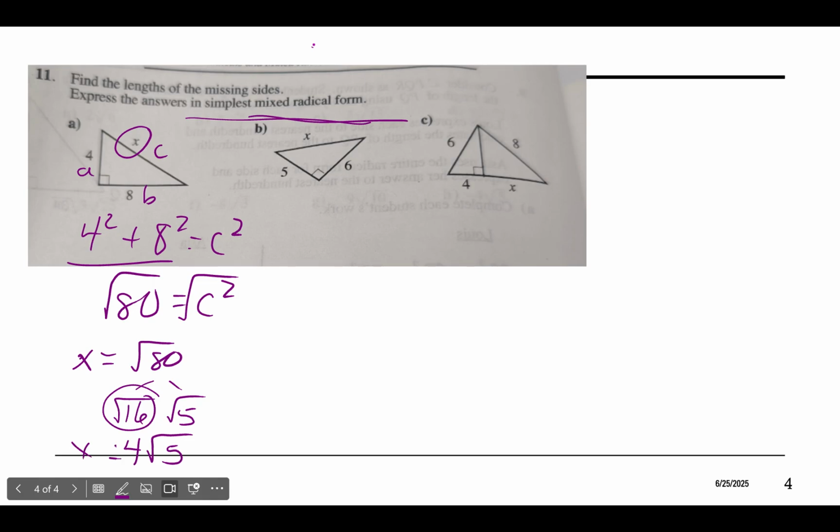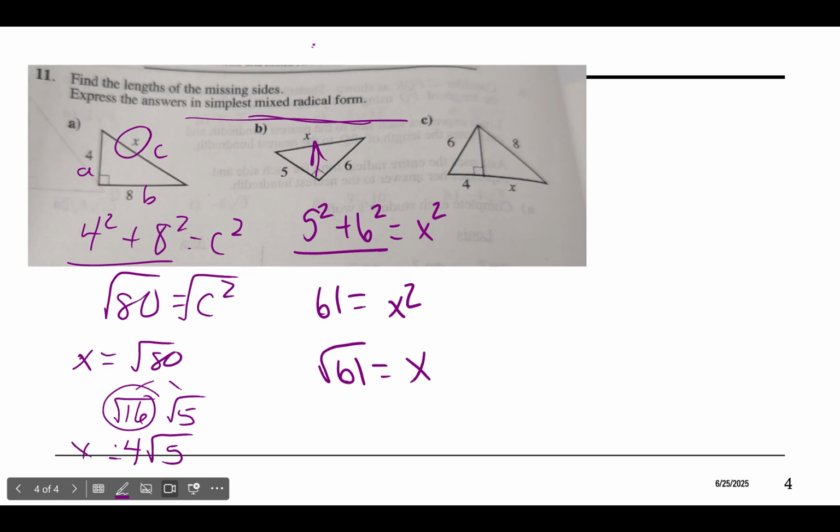Our next idea, same concept. We want to figure out the x. So we'll have 5 squared plus 6 squared equals x squared. This side here ends up being 61. And if you take 61 and take the square root of it, we can't split that up any further. So this is as far as we can take it. There is no perfect root that divides from 61.